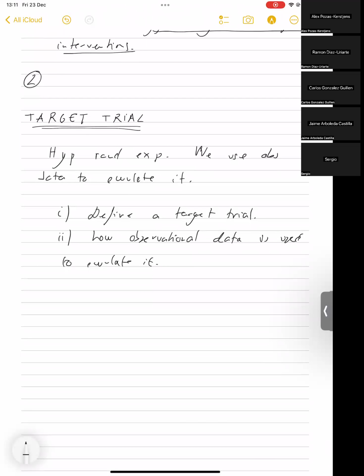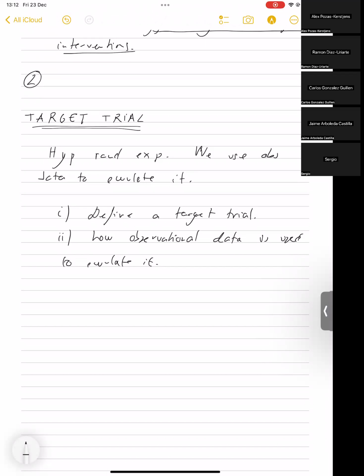Of course, if we want to define a target trial, we will need to define a few things: who is in this hypothetical randomized experiment, the eligibility criteria, who is going to receive treatment or not, which are going to be the particular interventions, which are the outcomes, what is the follow-up, what is the causal contrast that is being done, and what is the statistical analysis. And most likely, if we start thinking about the target trial, our causal question is going to be different.